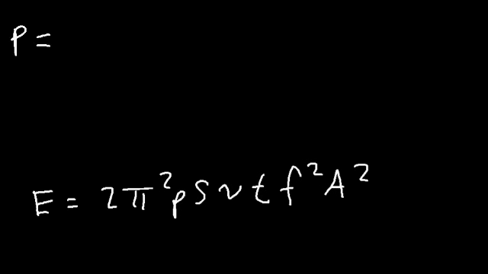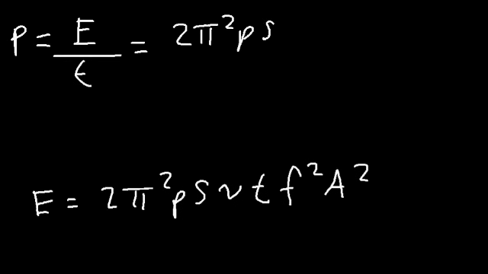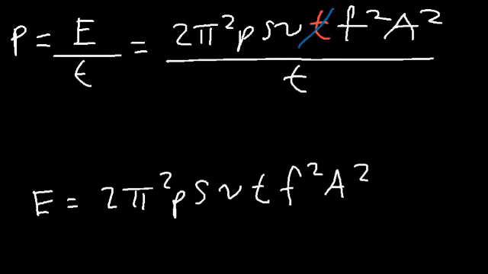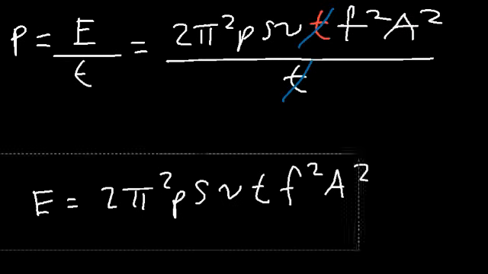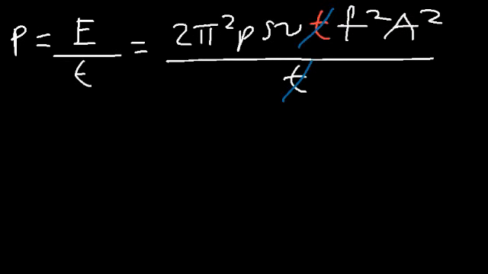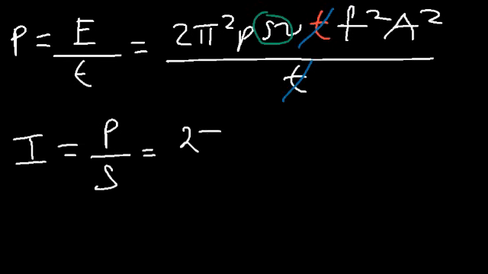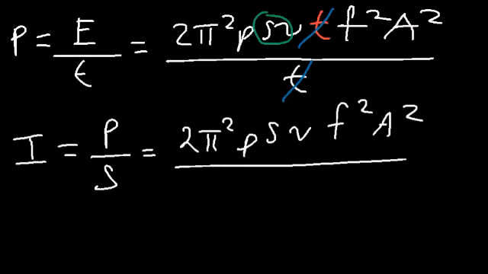Now we know that power is energy divided by time. And the energy is 2 pi squared rho S v times t times the square of the frequency and the square of the amplitude. So we could cancel the variable t. So now we have the equation of the power of the wave. So now we could find the intensity. Intensity is power divided by area. In this case, the cross-sectional area is represented by the letter S. So it's P divided by S. So that's 2 pi squared rho S v f squared a squared divided by S.